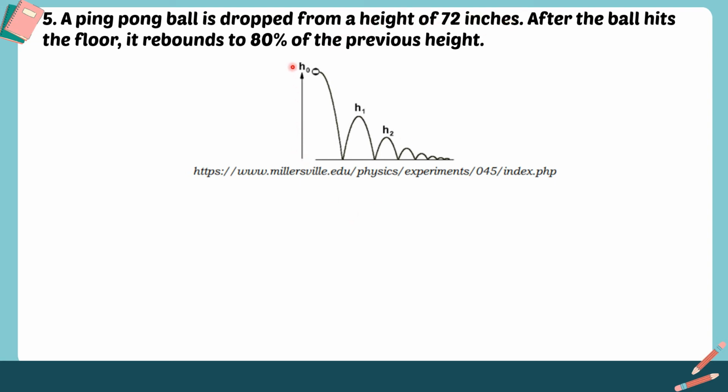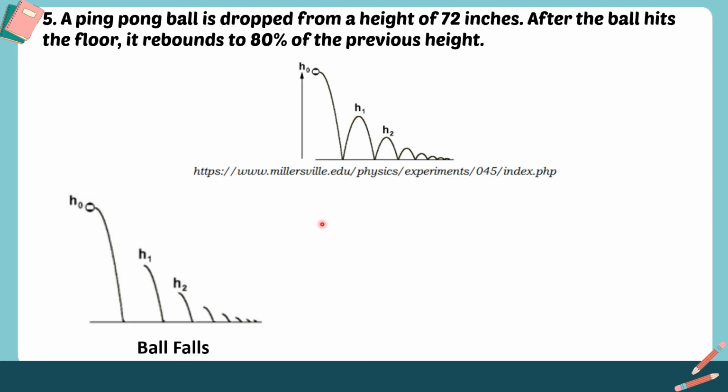So, ito yung height na 72 inches. Tapos, ibabagsak siya sa floor and then magba-bounce back. Pag nag-bounce back, itong second height o yung height 1 na niya ay 80% ng kanyang previous height. Ito yung kanyang initial height na 72 inches. And then, yung next na height niya is another 80% na nung first height niya.